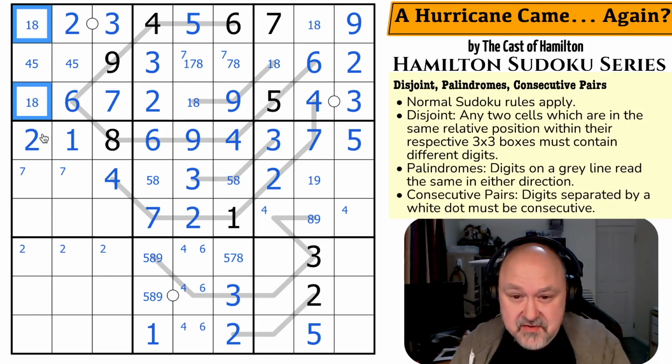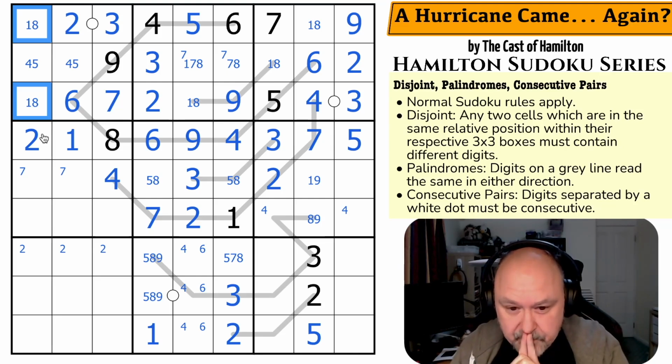It's so easy to lose track with this, with disjoint scanning. But that doesn't make it a bad puzzle. It just means you've got to pay a bit more attention.